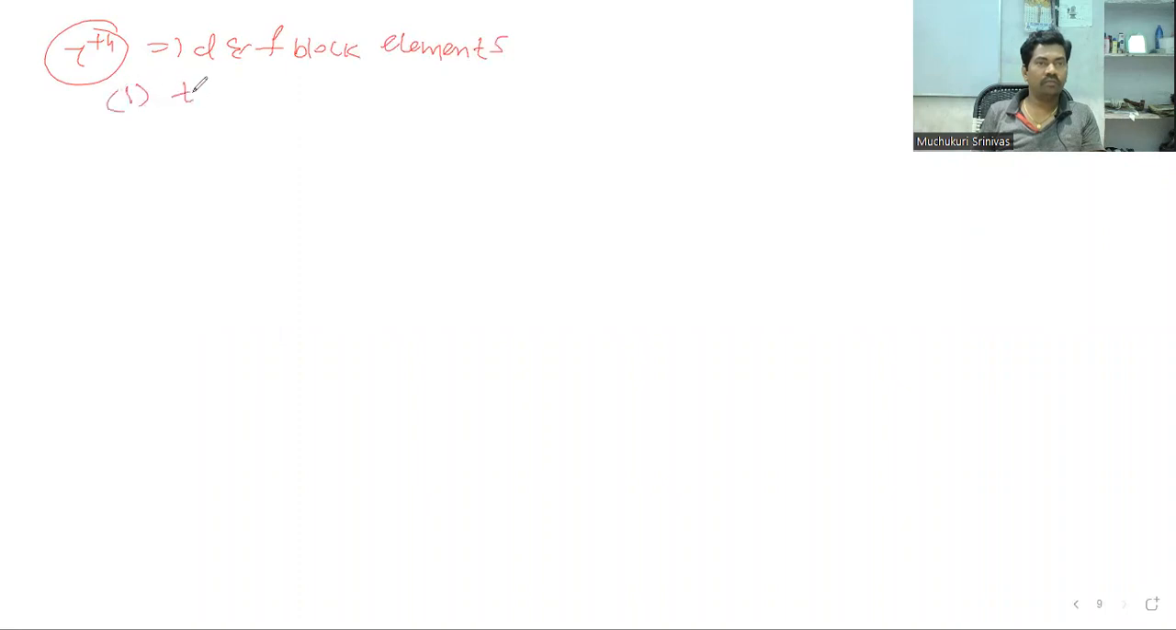Then seventh chapter, D and F block elements. So what are transition elements? You read: what are transition elements?